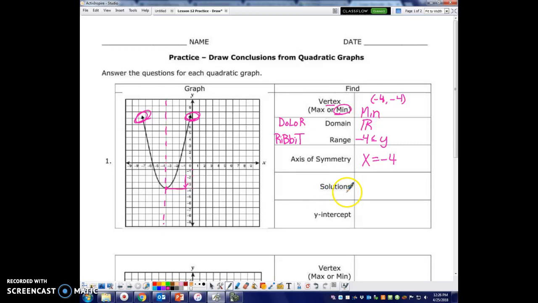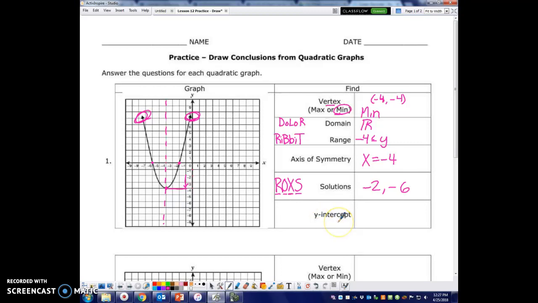Now you're looking for the solutions. Remember R, O, X, S. Roots, zeros, x-intercepts, solutions are all the same thing. So solutions are the x-intercepts. Okay, where are they at? 1, 2. So you have it at -2. And 2, 3, 4, 5, 6. And -6. Okay, -2, -6.